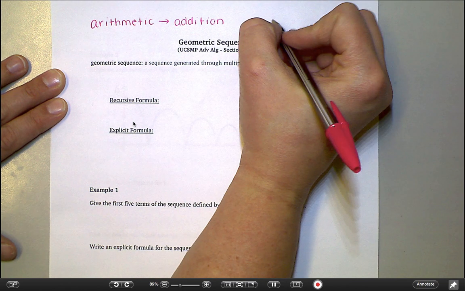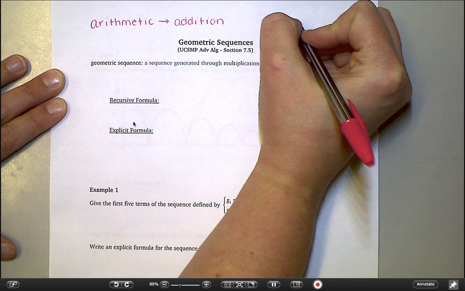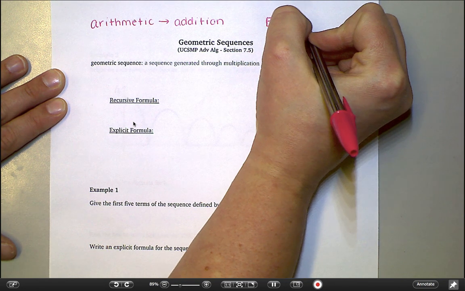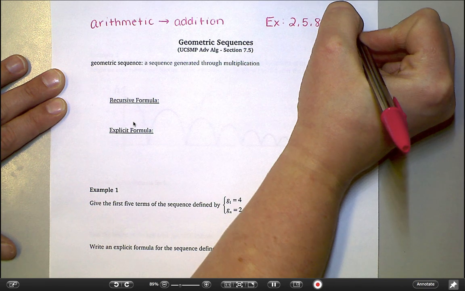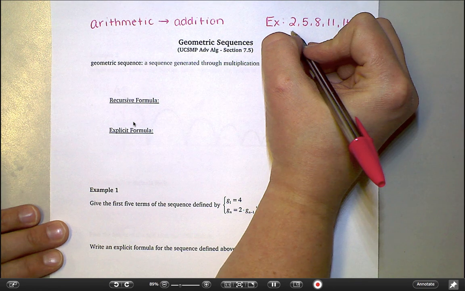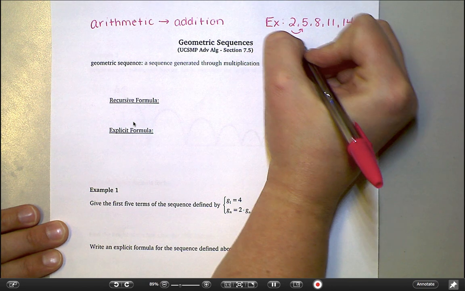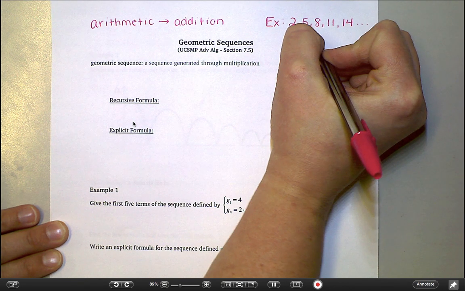What I mean by that is, an example of an arithmetic sequence might look like this: 2, 5, 8, 11, 14, and so on. So really what you're seeing there is that to get from term to term, I'm adding 3 over and over again. That's an arithmetic sequence.